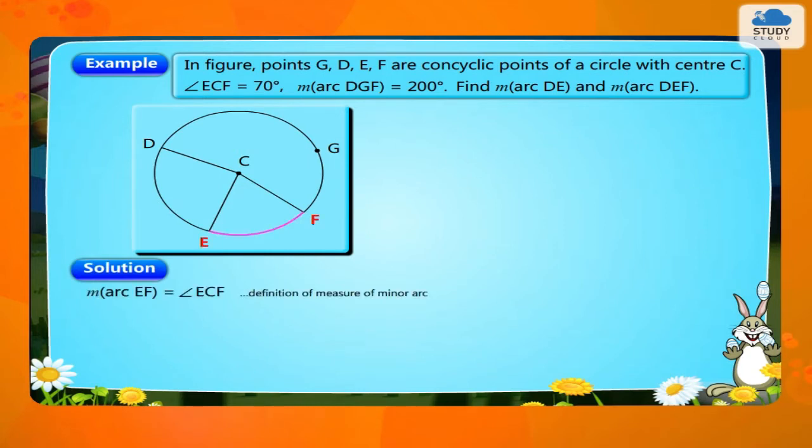Solution. Measure of arc EF is equal to angle ECF. Angle ECF is equal to 70 degrees. Therefore, measure of arc EF is equal to 70 degrees.